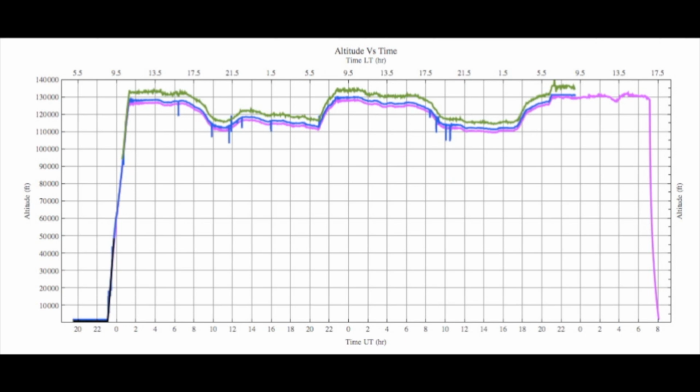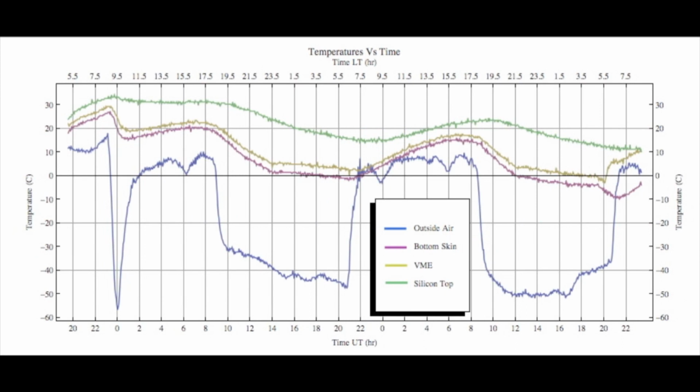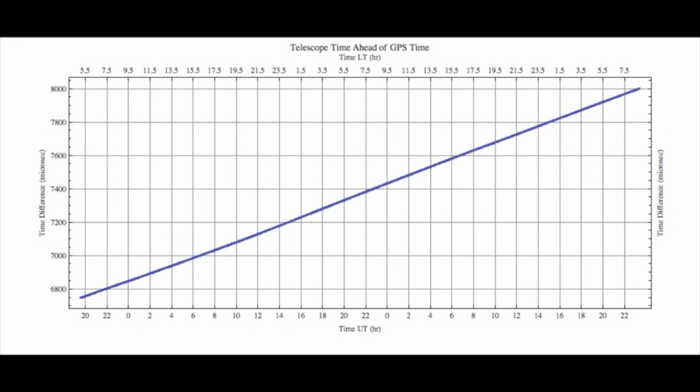So they had to wait. They finally flew a year later. So there's our altitude. You can see day, night, day you come up, night you go down a little bit. Here's the outside temperature. You can see the temperature gets down to minus 60 on the way up. Here we're looking at the outside temperature, the one on the bottom, and the upper ones with the inside.